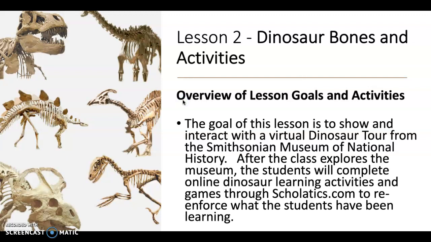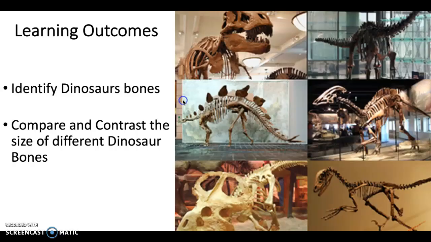Lesson 2 would focus on the dinosaur bones and the activities. So the overview of this lesson would be that the students would take a virtual dinosaur tour from the Smithsonian Museum of Natural History, and then the class would explore the museum, and the students would complete an online dinosaur learning activity through Scholastic to reinforce what the students have been learning.